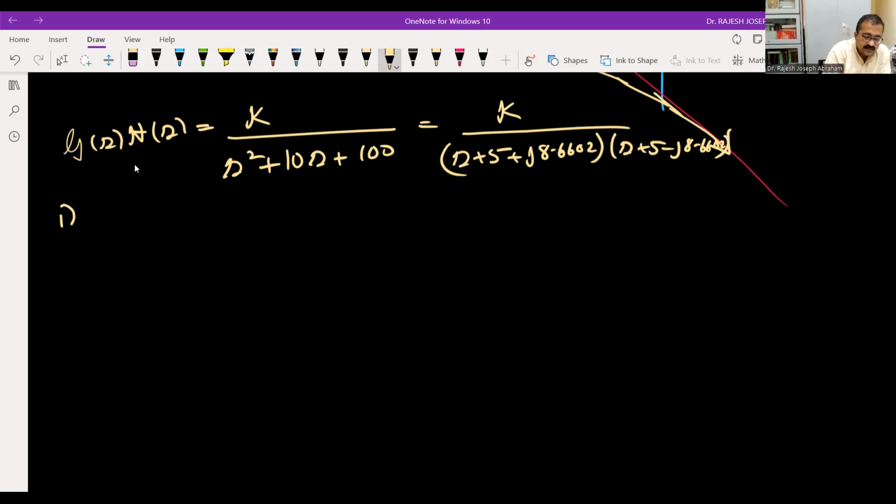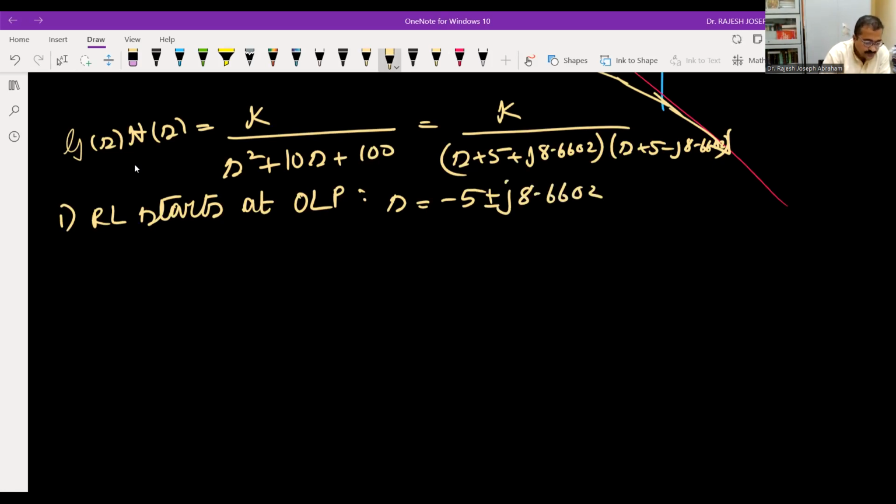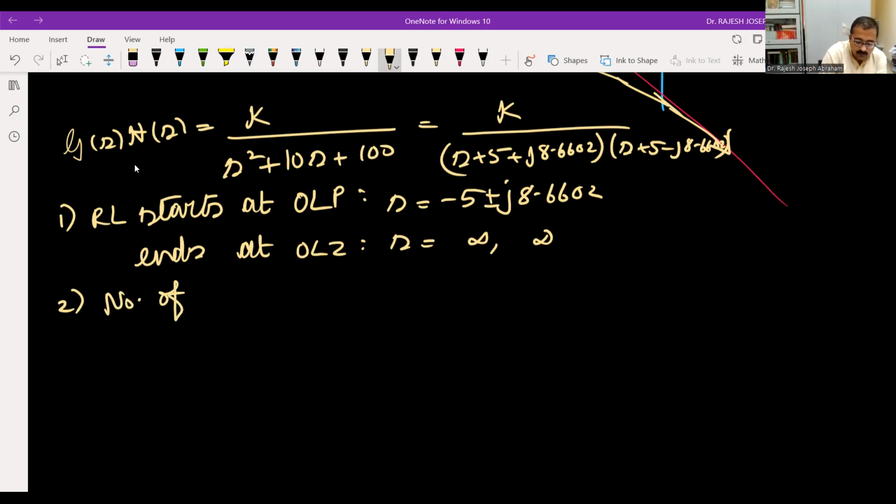Okay. So root locus starts at open loop poles. Where are the open loop poles? s is equal to minus 5 plus minus j 8.6602. And root locus ends at open loop zeros. Where are they? Infinity, infinity. Now what next? Number of root loci. How many? 2, because we have 2 open loop poles or 2 closed loop poles. So there will be 2 root locus branches.